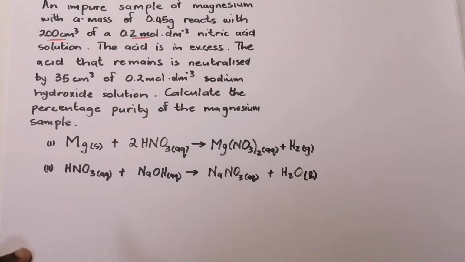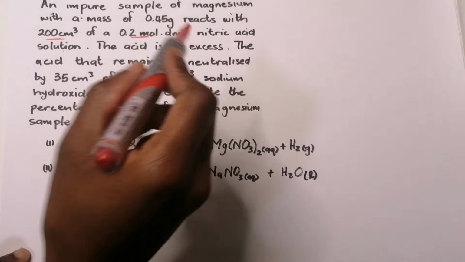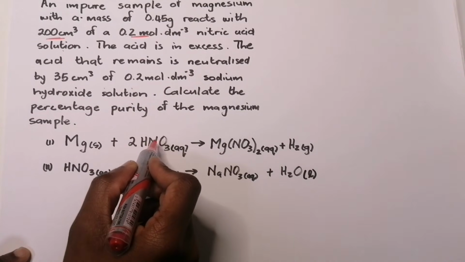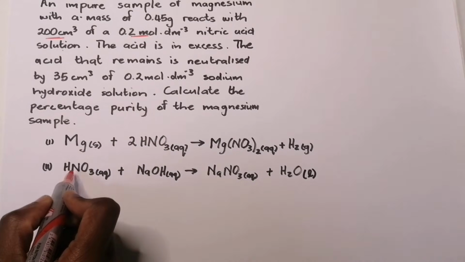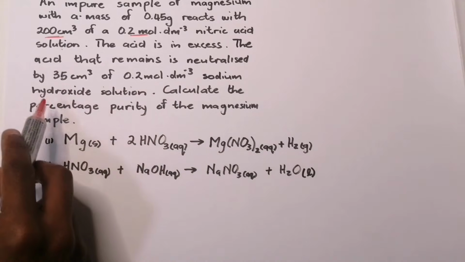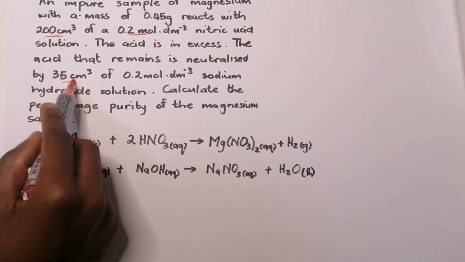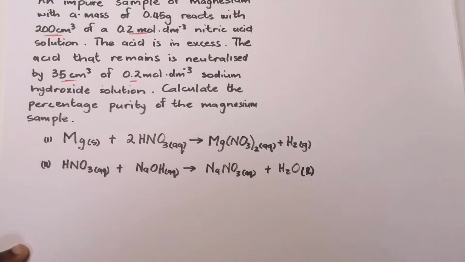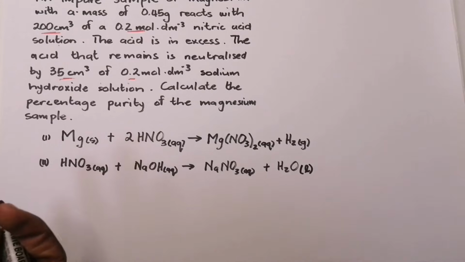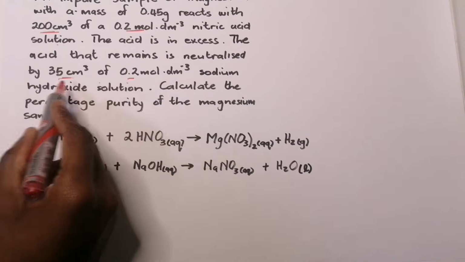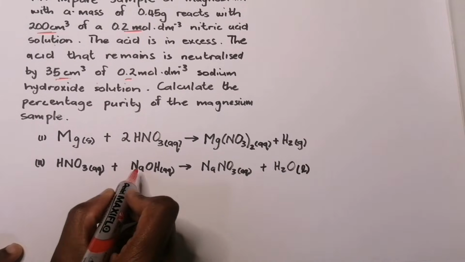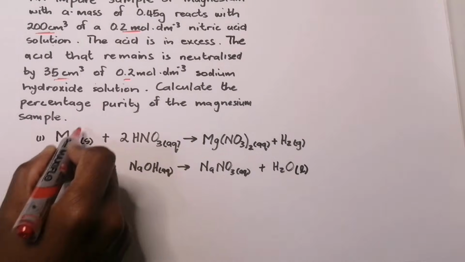So they say now the acid that remains is neutralized. It means the acid that we were left with from this reaction, okay, we are now going to use in another reaction. Okay, so in this case they say it's neutralized by 35 cubic centimeters of 0.2 sodium hydroxide. So we react the remaining acid, and remember, we don't know how much of it is there, right? We are going to react it with sodium hydroxide, okay? And what we actually want to work towards is to work our way backwards there.